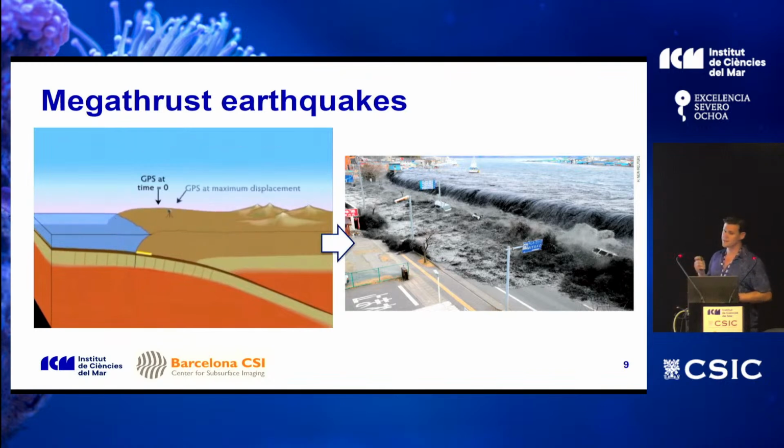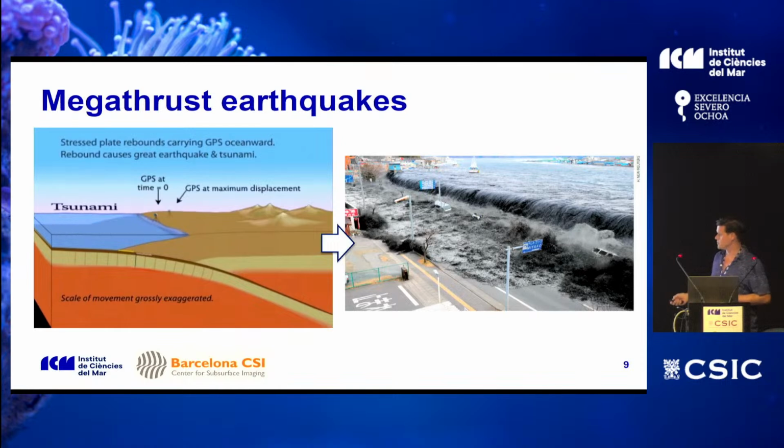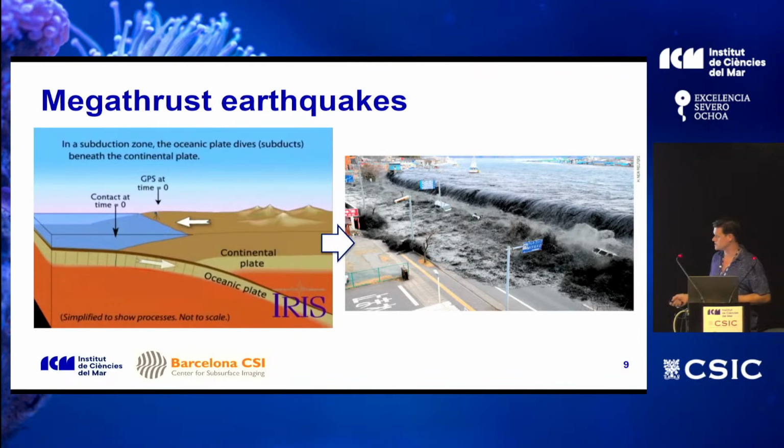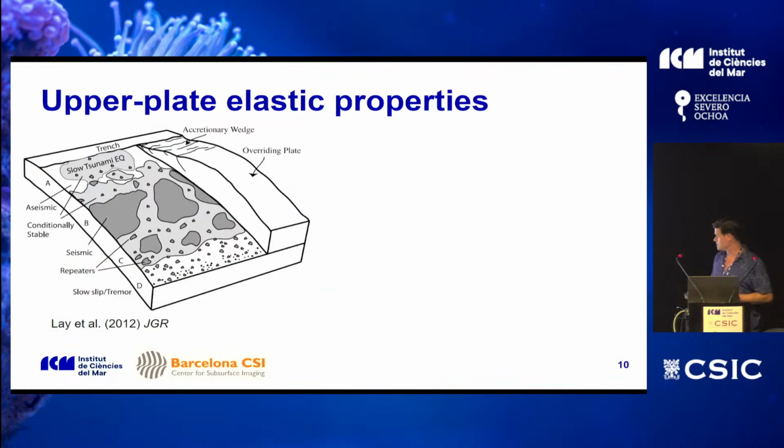One of the key aspects controlling the propagation of these earthquakes is the structure of this upper plate. And what I will start talking about is the elastic properties of the upper plate, which, as you will see, basically determine how these earthquakes propagate.